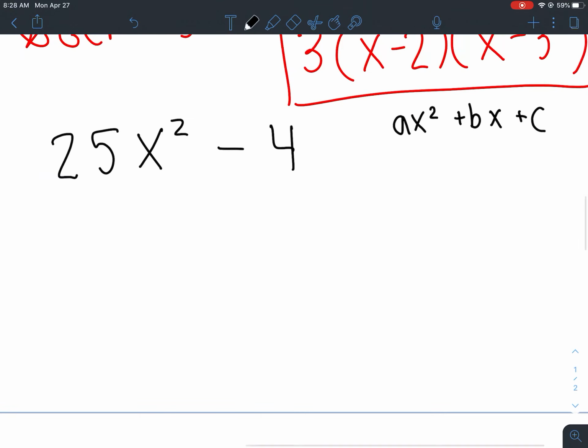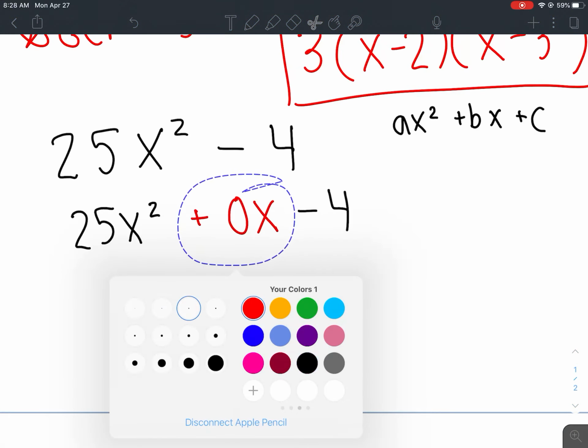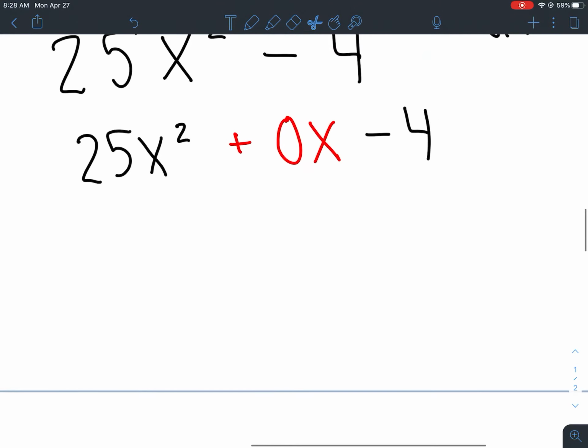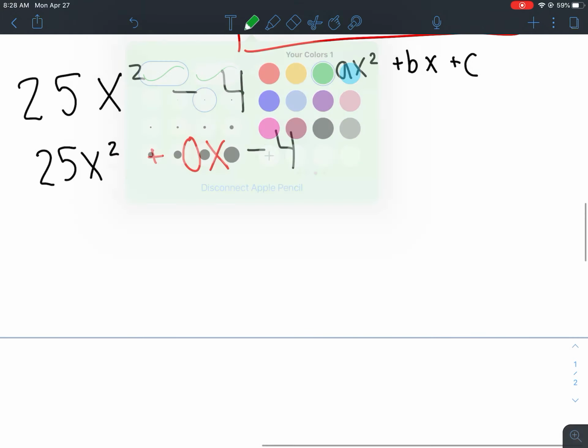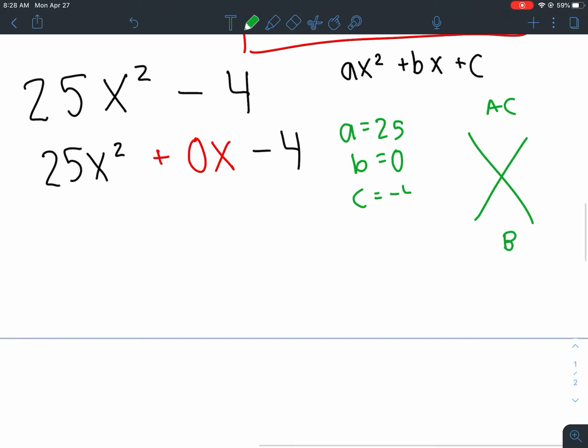So if it's not there, then what number is that? That's a 0, right? Plus 0x. Now, if you want to write minus 0x, you can, but it's the same thing, right? Plus 0 minus 0, same thing. So the 0x wasn't there, but we can write it there to help us out. So now that we have 3 terms, you can do the AC method. I know that there is no GCF. There's no number that's going to divide out of everything. So I have AC here, B at the bottom. A is 25, B is 0, and C is negative 4.